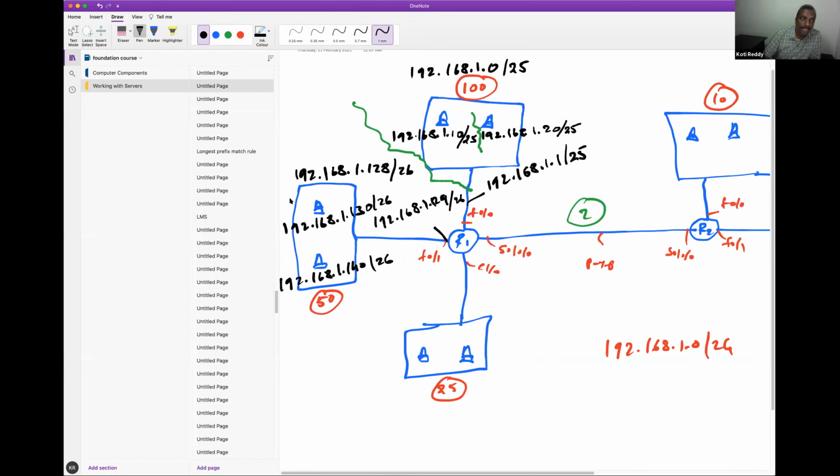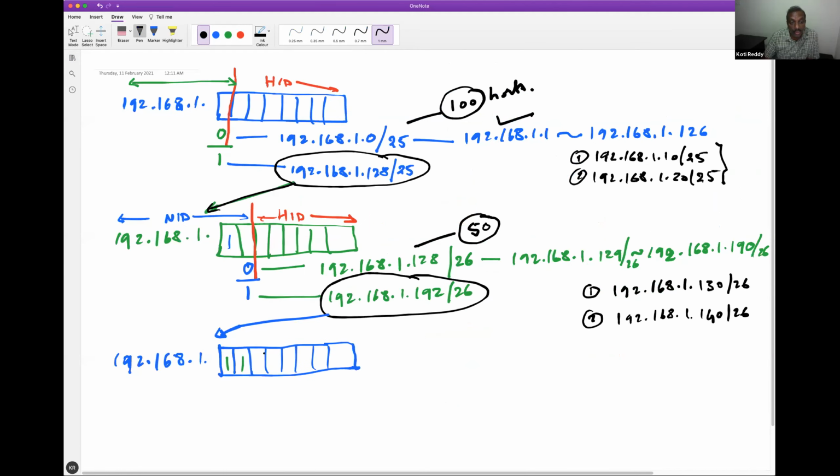To accommodate 25 hosts, how much shall I leave for host ID now? 5. So I leave 5 bits for host ID. If I leave 5 bits for host ID and borrow everything else into what? Network ID. So I should give the value here as what? 0 or 1. If I give 0, I get what? The first network.